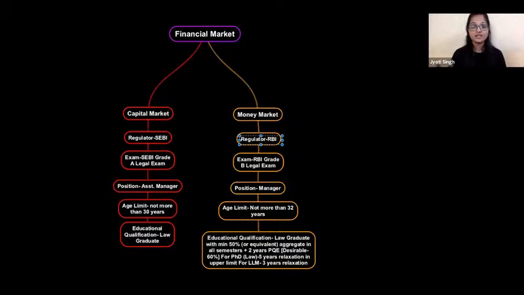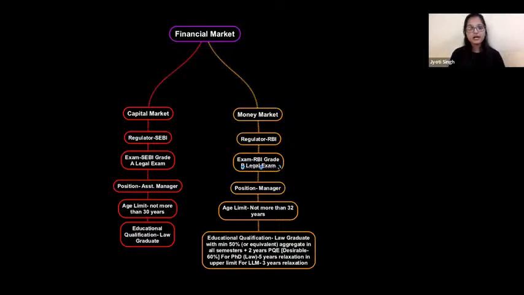Next, we come to the exam. So obviously, if you want to be a part of the organization of SEBI, the exam that you would be required to appear for would be the SEBI Grade A Legal exam. I'm not going into much detail over here. This is just for comparison purposes. So for RBI, if you want to be a part of the organization of RBI, the exam that you would be appearing for would be the RBI Grade B Legal exam.